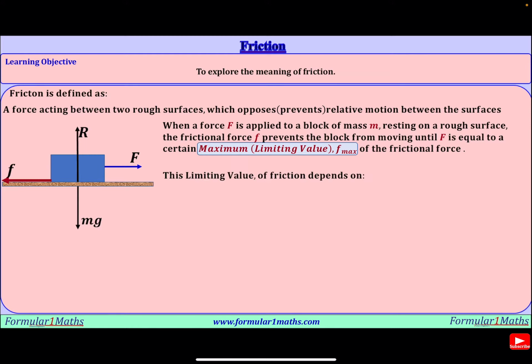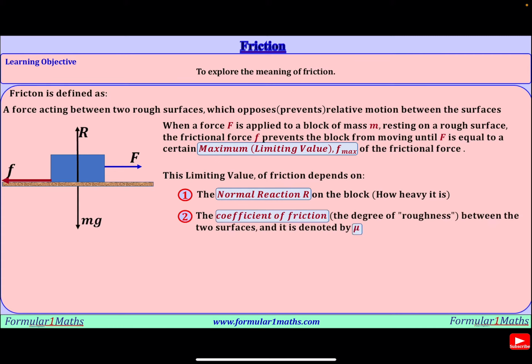This limiting value of friction depends on two factors. One, the normal reaction force acting on the block, which, according to Newton's third law, is an indication of how heavy the block is. Two, the coefficient of friction between the block and the rough surface. The coefficient of friction is a measure of the degree of roughness between the two surfaces, and this is denoted by the Greek letter mu.